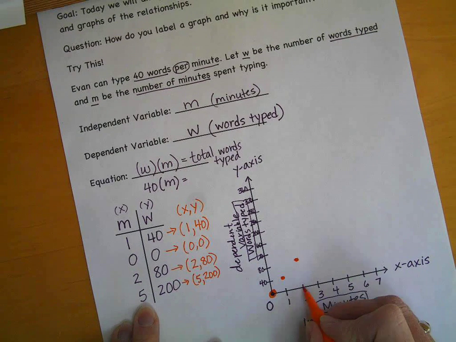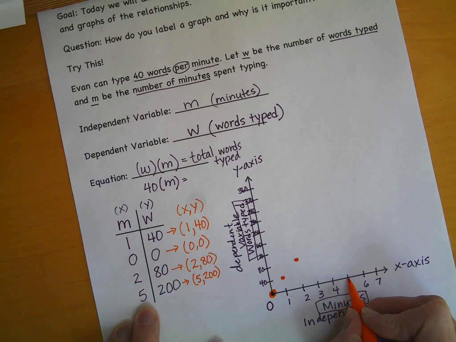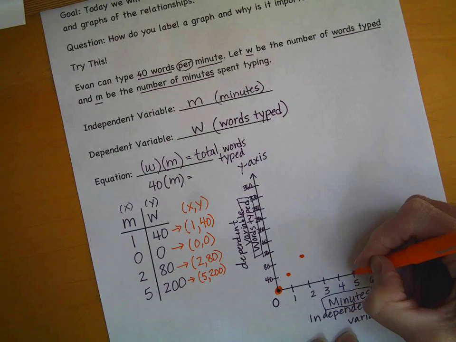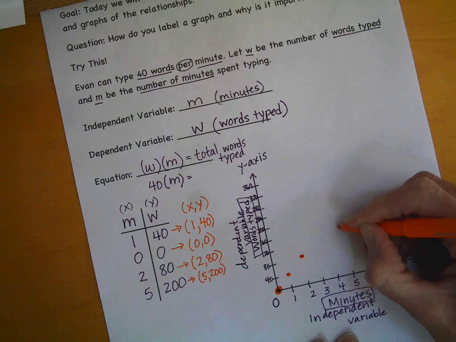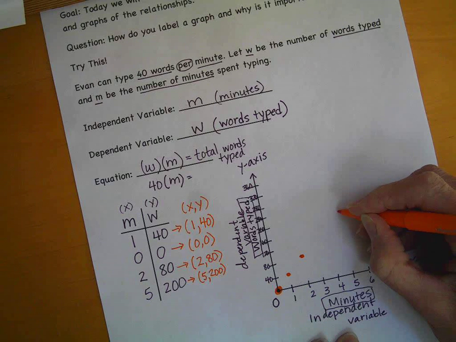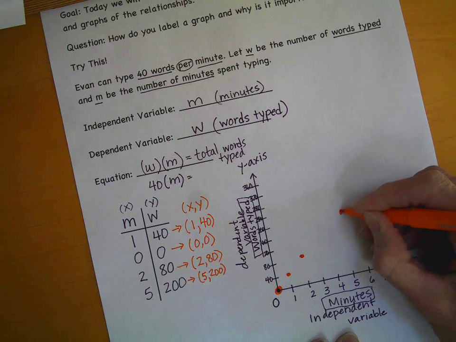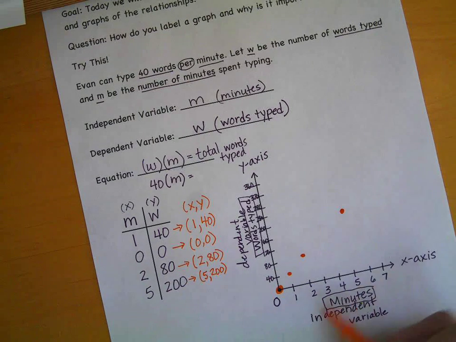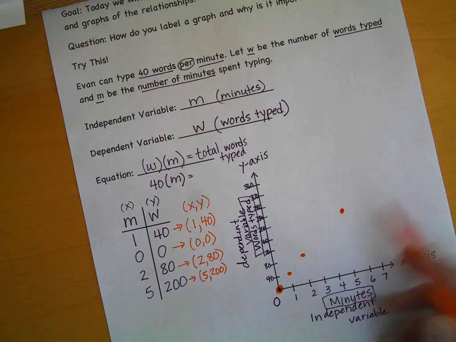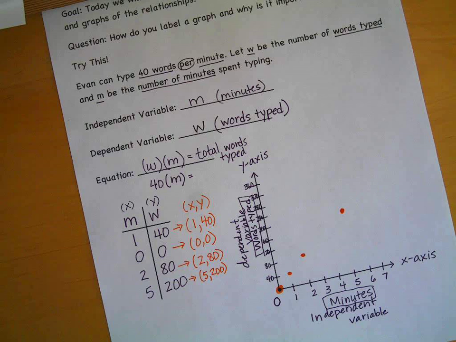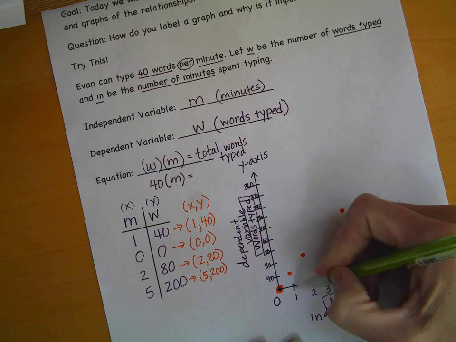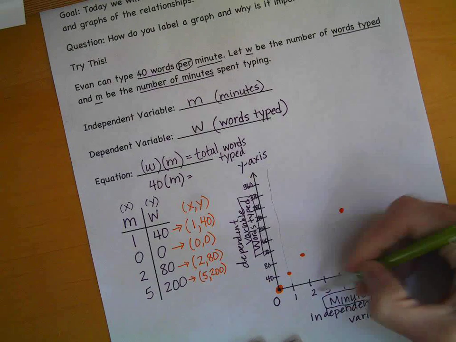Okay, and then the last one says to the right 5, so I go 1, 2, 3, 4, 5, and it says to go up to 200, and 200 happens to be about there, and without lines, it's kind of hard, but you see we're now plotting the points on the graph that we have made, okay? And so that's how you plot ordered pairs on graphs.